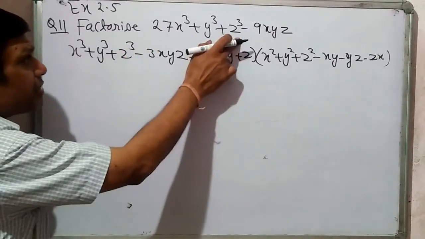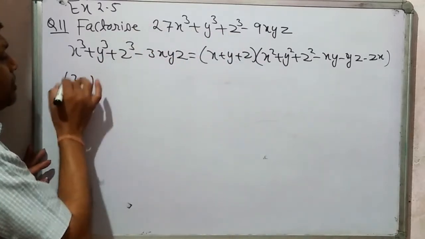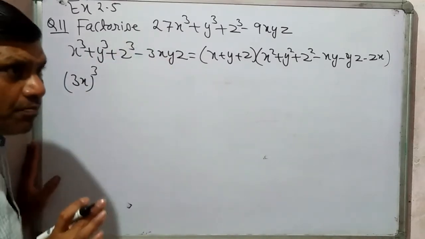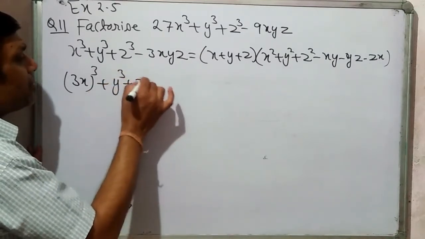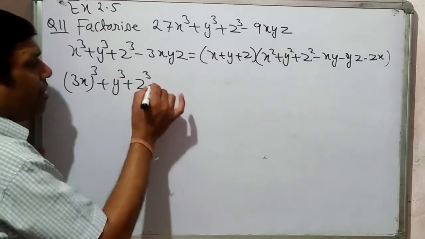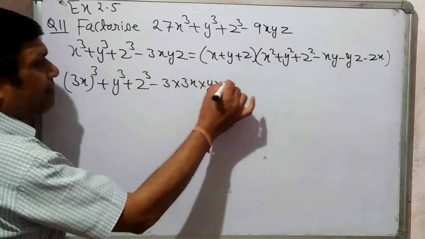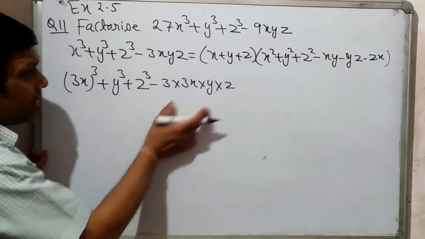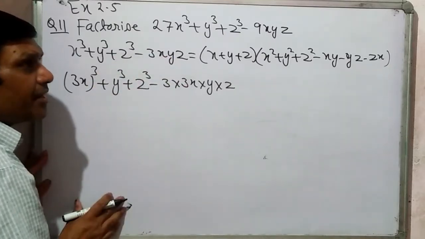If we match it with the given question, what we find is that instead of x cube we have 3x cube. 3x cube is 27x cube, plus y cube as such, z cube as such, minus 3 multiplied by 3x multiplied by y multiplied by z. That's 9xyz. That's our question. So this question is of the form of this identity.